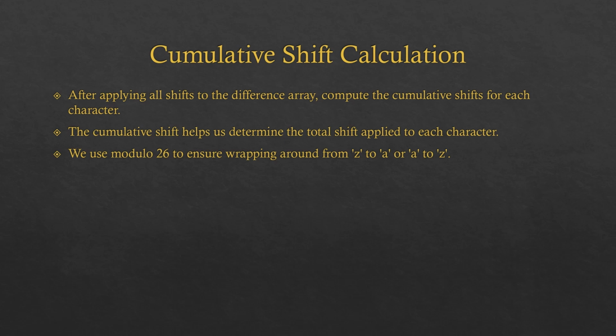Once we have updated the difference array, we compute the cumulative shift for each character in the string. This is done by summing the values in the difference array. The cumulative shift tells us how much each character has shifted, and we handle wrapping around using modulo 26, ensuring that after Z we go back to A.